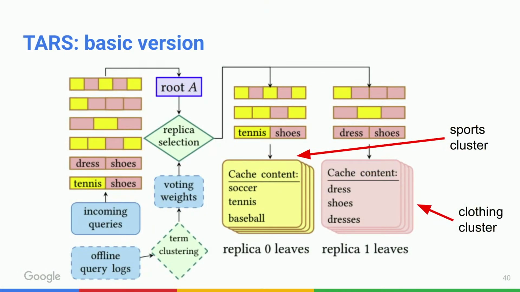Anything else I want to say? Right. So is this part clear? Because if this part is not clear, you're going to have trouble with the rest of the talk. Can you explain again? It says replica 0 leaves are those and replica 1 leaves are those. I don't quite understand. I thought the replicas were the same thing.